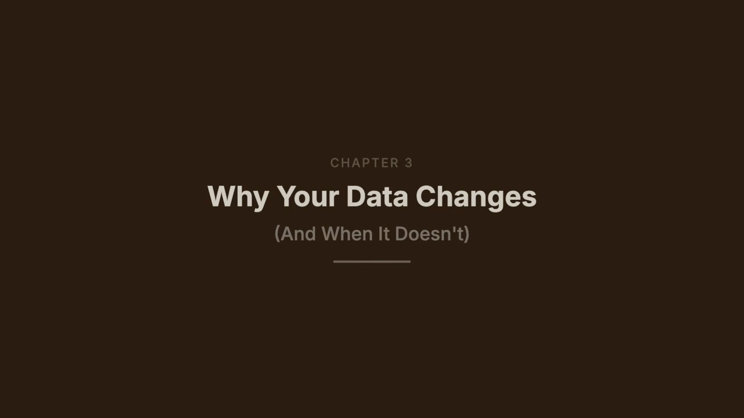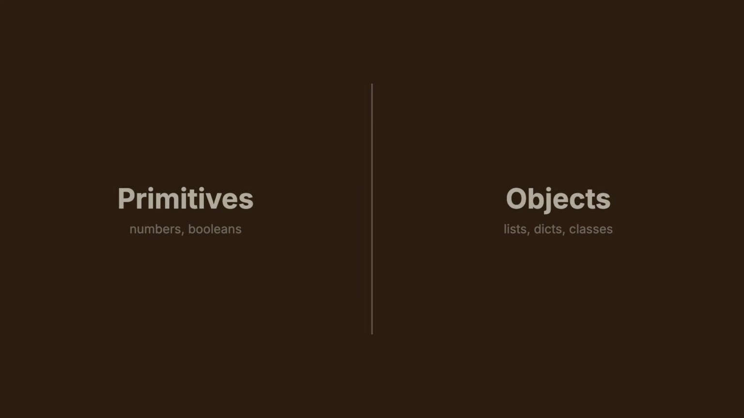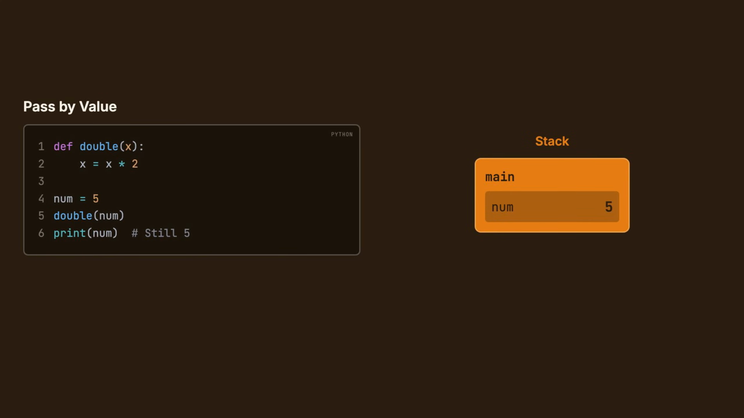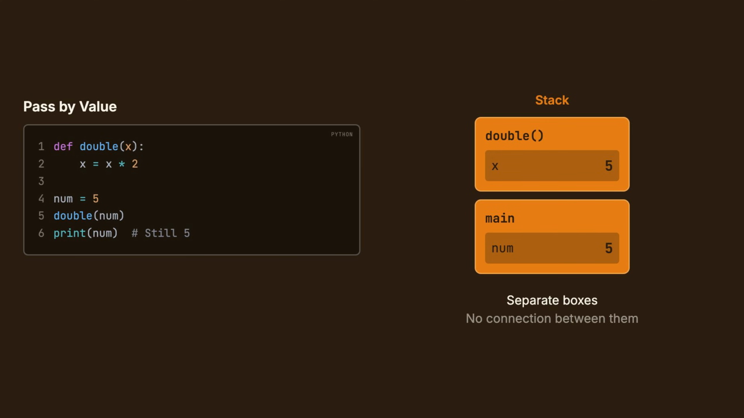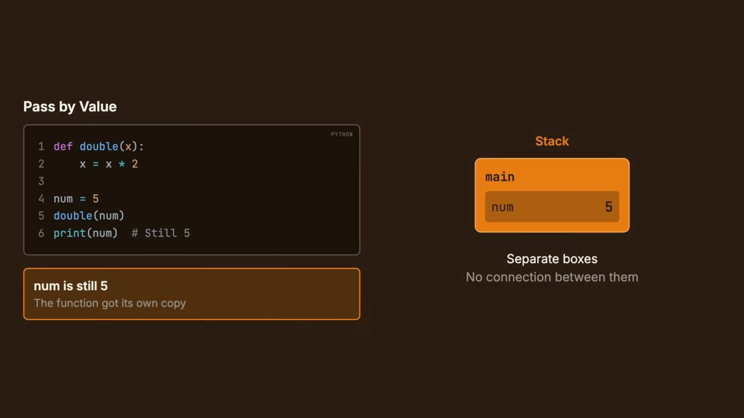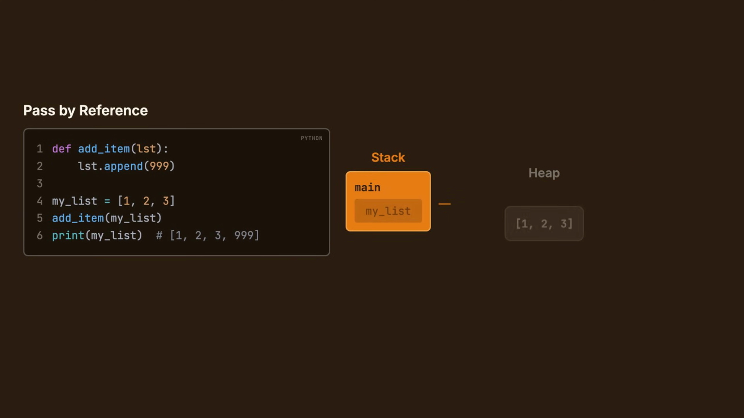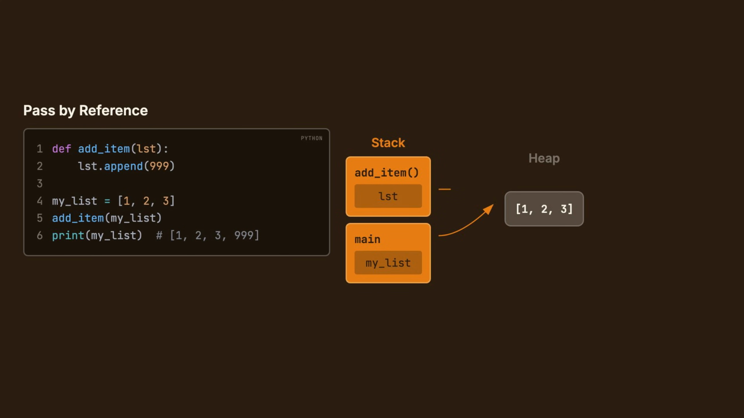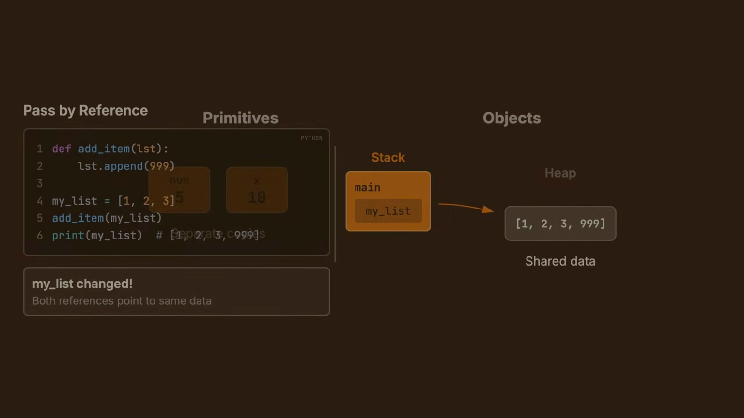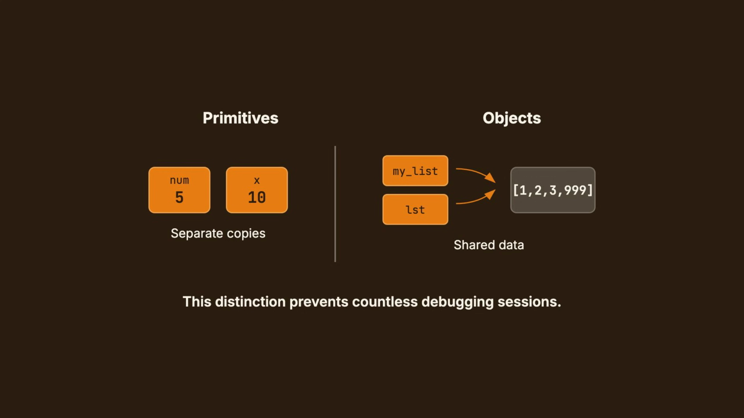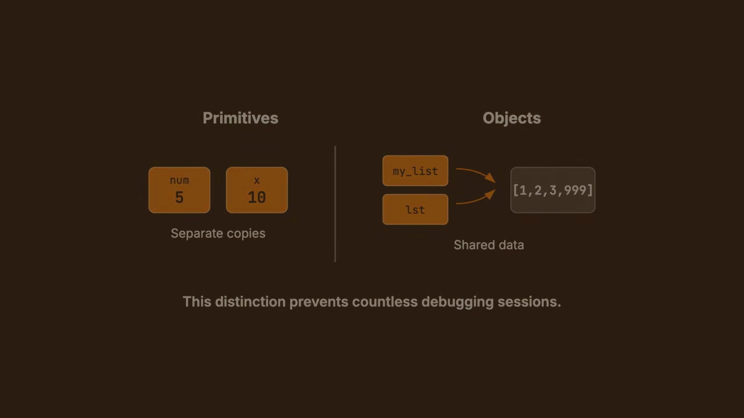What happens when you pass data to a function depends on what you're passing. With primitives, numbers, booleans, the value is copied. The function gets its own independent copy. This is passed by value. Changes inside don't affect the original. With objects, the reference is copied. Now 2 references point to the same heap data. Modify through one, you see it through the other. This is why your list changed. You passed its address, not the data. Primitives, separate copies. Objects, shared data. This distinction prevents countless debugging sessions.